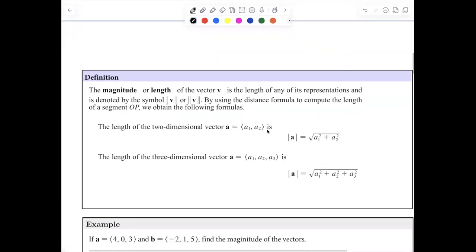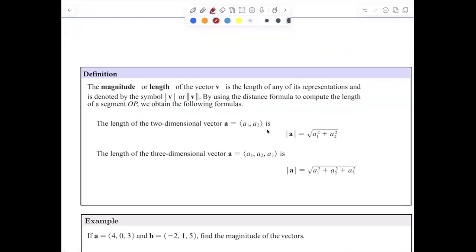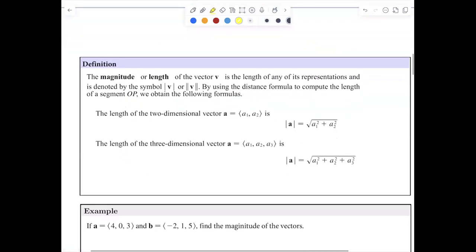The next topic is the magnitude of a vector. As you remember, we defined a vector as a mathematical object that has direction and magnitude. The magnitude or length of the vector, or when you're taking linear algebra, the norm of the vector, is the length of any of its representations, and it's denoted by two vertical lines to the left and right of v.